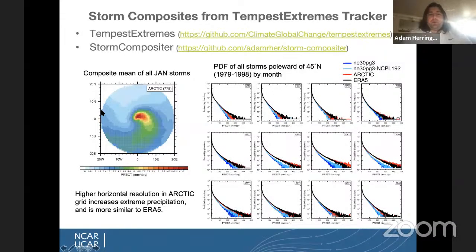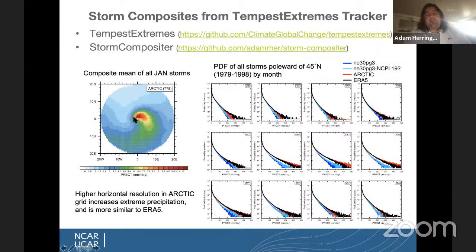And so this is the composite mean of all the storms and all the tracks for all storms poleward of 45 degrees north, which is where the refinement occurs. And so this is what the storm composite looks like. And you see that nice comma shape.